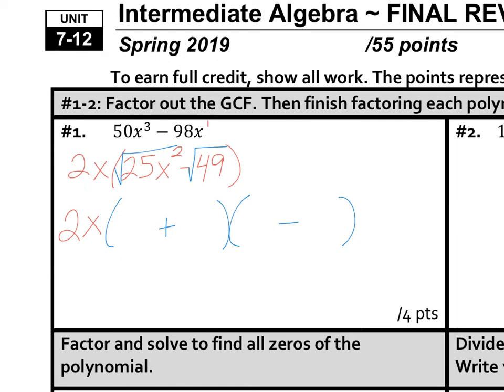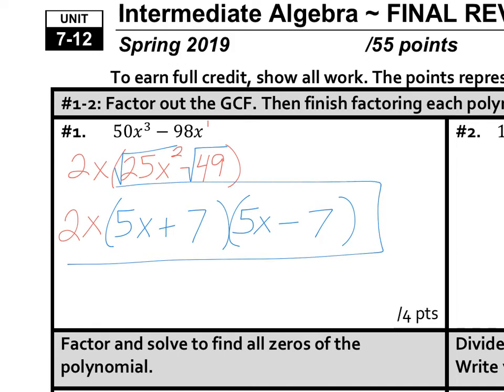Square root of 25x squared is 5x. That goes in the first position of both parentheses, and the square root of 49 is 7, so that goes into the second position. Okay, there's no more greatest common factors, there's no more x squareds, so we are done. This is as factored as this problem gets.